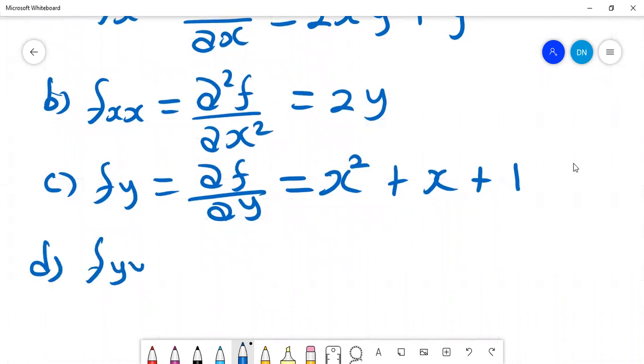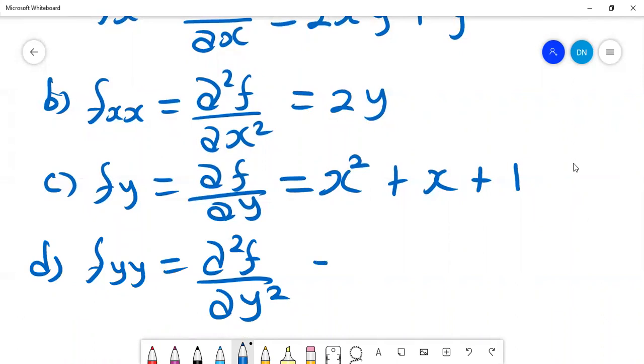And then the second derivative, which is d squared f over dy squared, will definitely be equal to 0. Why? Because none of the terms contain y: it's x squared plus x plus 1. There's no y. So x is being treated as a constant. x squared is a constant, so that's 0. x is a constant, that's 0. And the constant term is 0, because we are differentiating with respect to y.